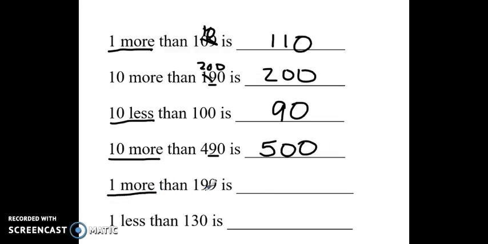Then one more than 199 is, so I add 1 to my 9 ones, which gives me another 10. If I add another 10 to my 9 tens, it gives me another 100, so my new number is 200. And then last I have 1 less than 130. So if I take one of my tens and turn it into 10 ones, and then I take my 10 ones and take 1 away, my new number would be 129.